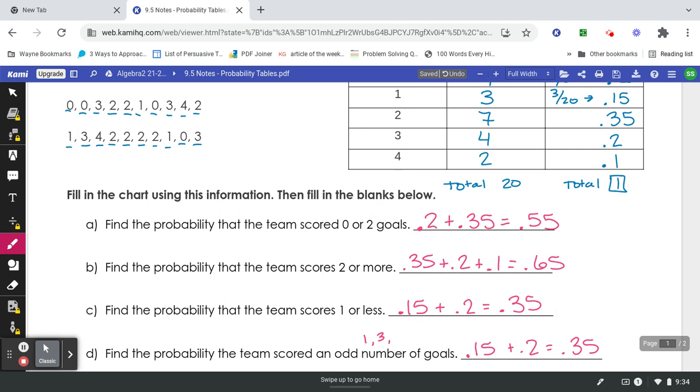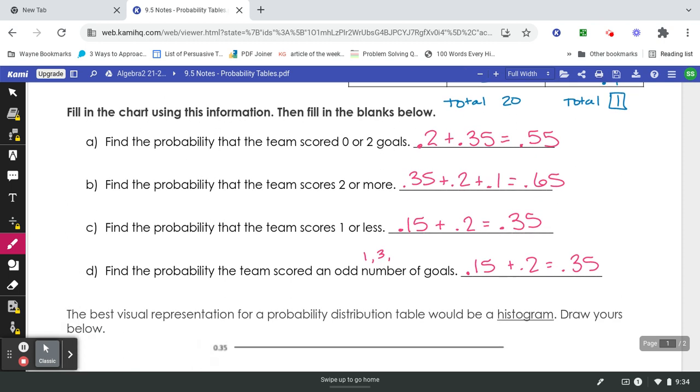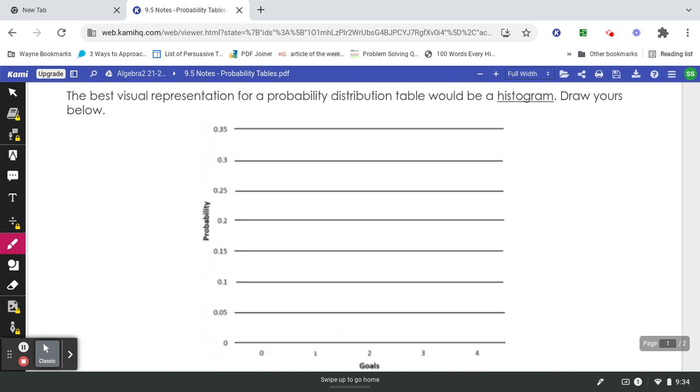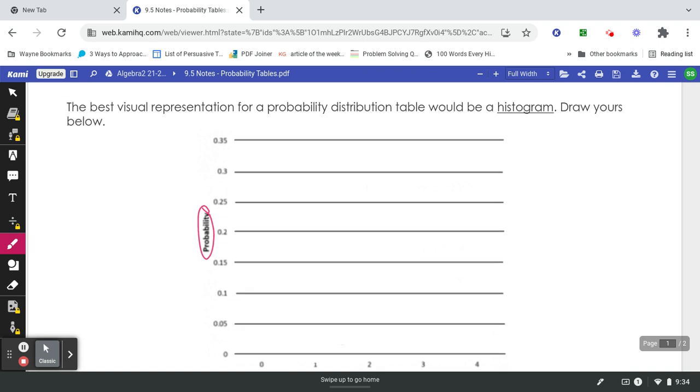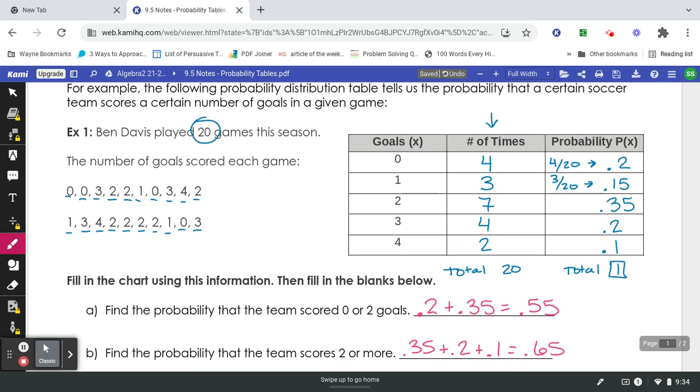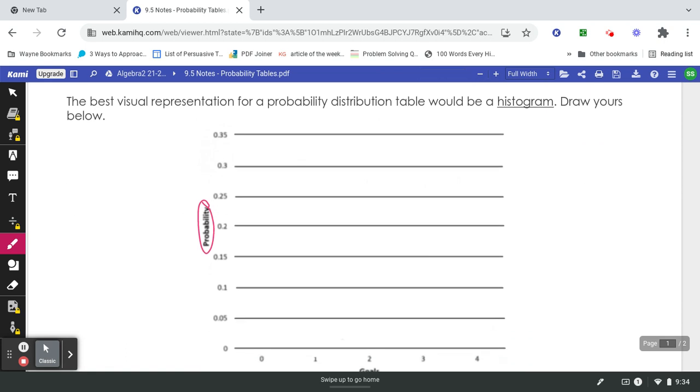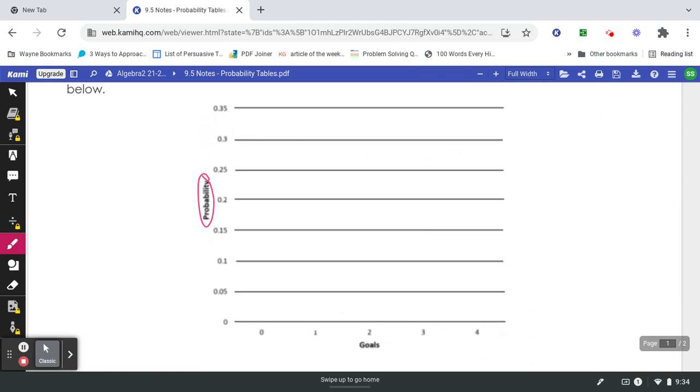So the best way to represent these probability tables is with a histogram. So remember we talked about histograms, dot plots, and pie charts. So histogram is really the best way. Notice on this side here, it's the probability, not the amount of time. So we've made histograms before with the number of times. This time we're going to make it with the probability. So as we look at it, your 0 goals is going to be 0.2, which you can see is right here. So I'm just going to make this little bar graph right there, histogram.